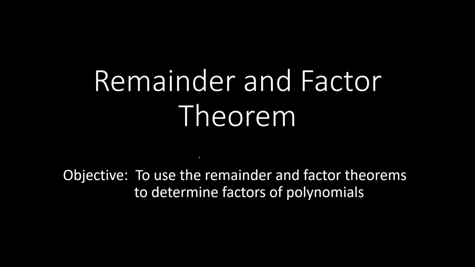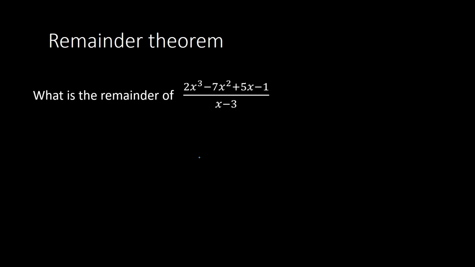The remainder theorem says that if you're dividing two polynomials, so in this case, the polynomial 2x to the third minus 7x squared plus 5x minus 1, divided by the other polynomial, x minus 3. Now the remainder theorem only works if you're dividing by something that can be divided using synthetic division. So if you cannot use synthetic division, then you cannot use the remainder theorem at all.